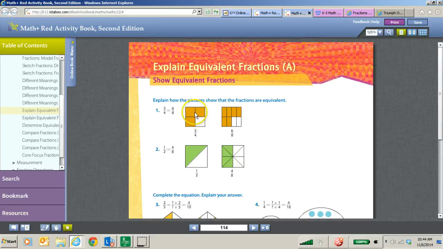So right here we have 4 pieces, and we have 3 of those 4 shaded. Here we have 8 pieces and 6 of the 8 shaded. We can see that those are equivalent, or the same amount. Right here we have a half shaded, and here we also have a half shaded, but it's represented as 4/8. So students need to understand that just because the numerator and the denominator change, it doesn't mean that the amount changes. They still represent the same whole.